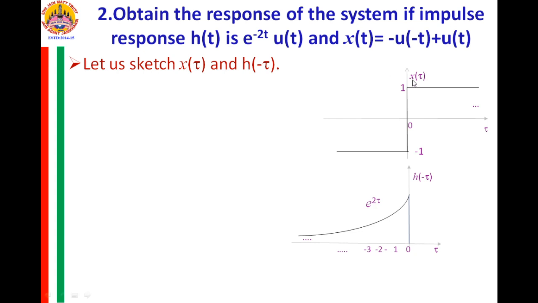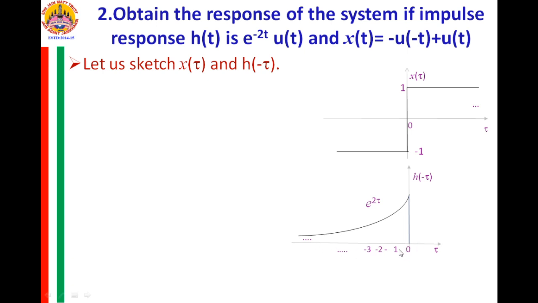So see here x of tau, it is u of minus t with its amplitude minus 1. So u of minus t exists from minus infinity to 0 with amplitude 1 and negative amplitude is minus 1. So from minus infinity to 0, its amplitude is minus 1, and then from 0 to infinity, its amplitude is 1, because from there onwards plus u of t we have added. So this is x of tau, and h of tau is e raised to minus 2t u of t. Therefore h of minus tau is e raised to 2 tau from minus infinity to 0.